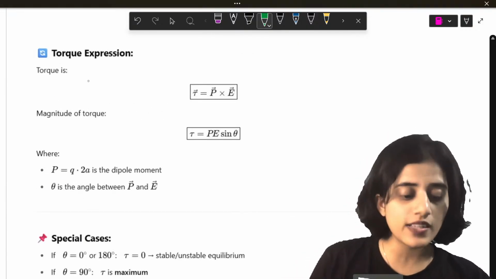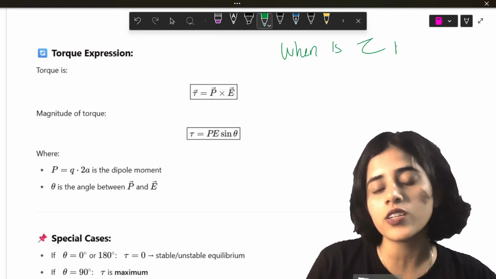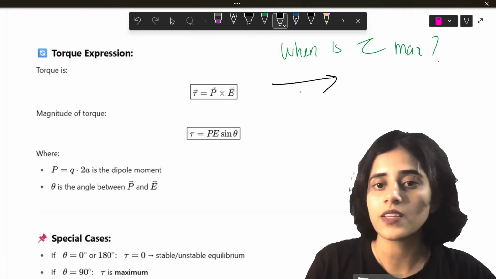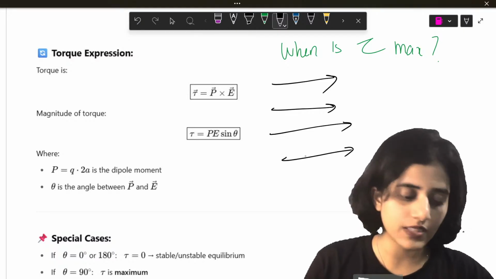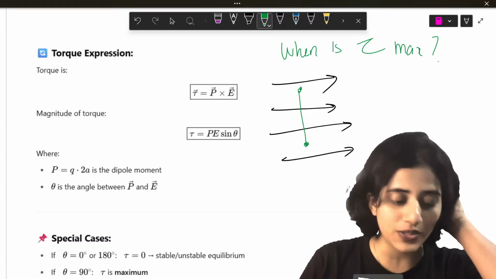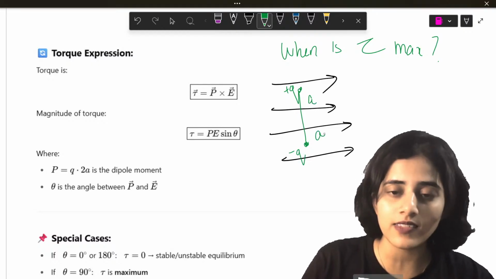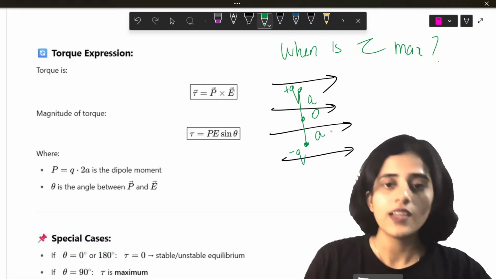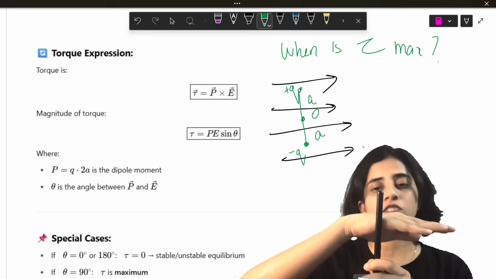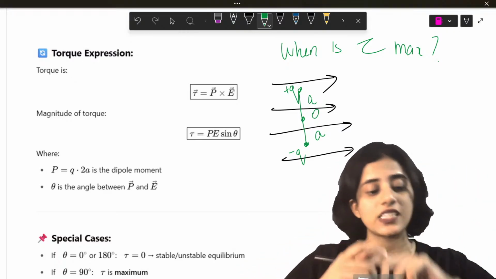Now, the special cases. When is the torque maximum? Let's address that. Now, if this is the electric field, and this is the dipole, this is plus Q, this is minus Q, this is A, this is A, this is the center O. Now, in this case, this dipole is completely perpendicular to the electric field. So the natural tendency of the dipole is to become parallel to the electric field. So that is where it has the maximum torque.